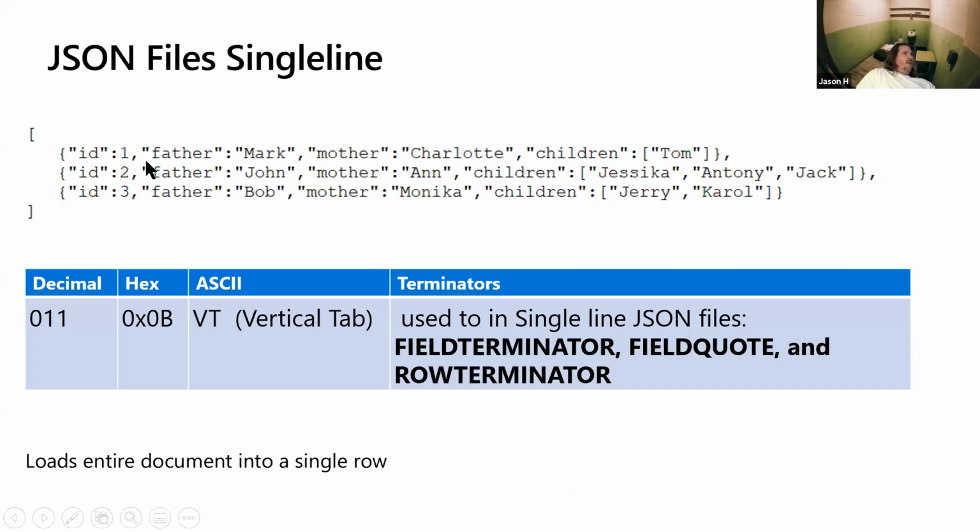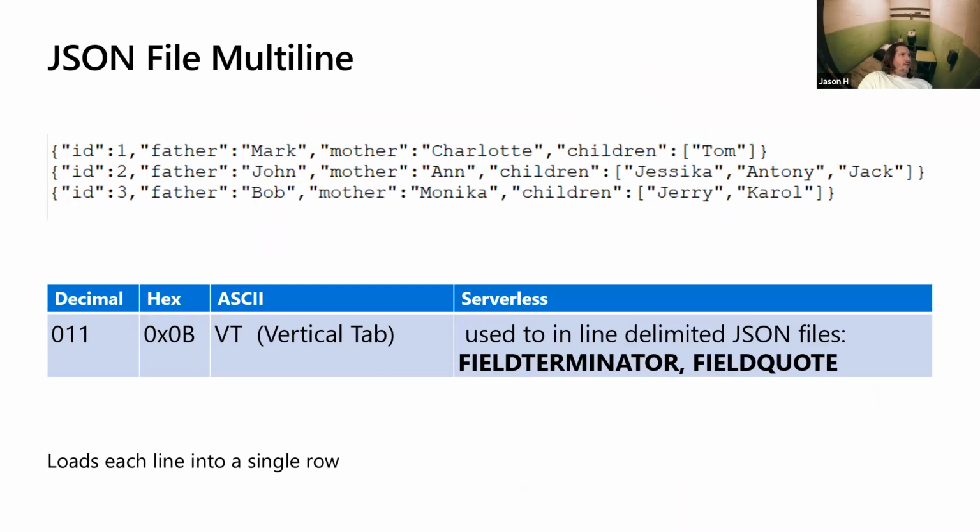You can have what's called single line JSON, which is this kind of structure where you just have an array with multiple lines. And in this case, each line is a row, right? And so there's a special way you specify the vertical tab for the field terminator, field quote, and row terminator. And this will load the entire document into a single row. And I'll show you guys how to parse that out in a second.